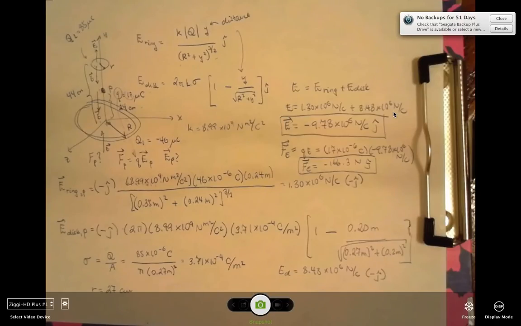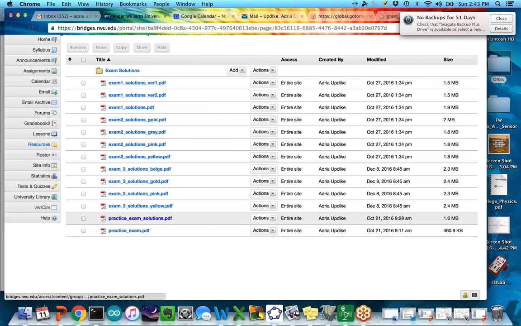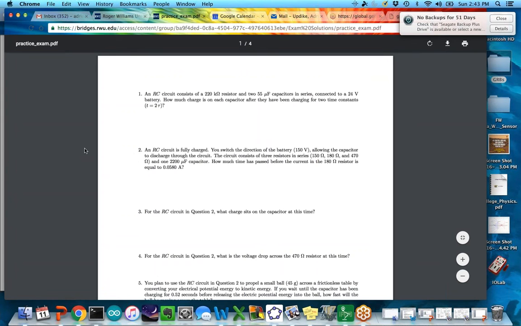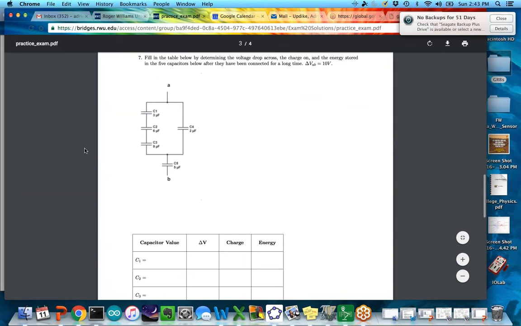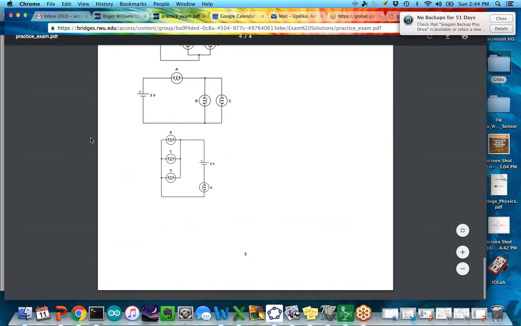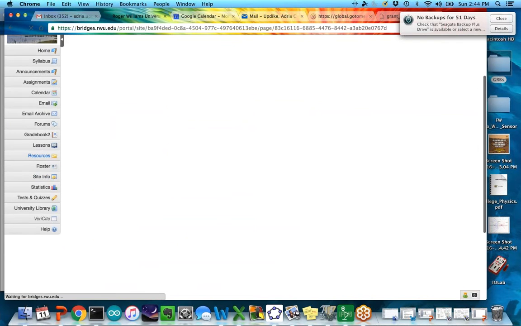Let's see. Are all the optics practice tests a good set of problems for the final? So let's go back and take a look at these. So the practice exam for optics. Let's see. These are RC circuit problems. Wait, this one doesn't have optics in it. What am I looking for? Oh, that was like practice exam number 2 or something.